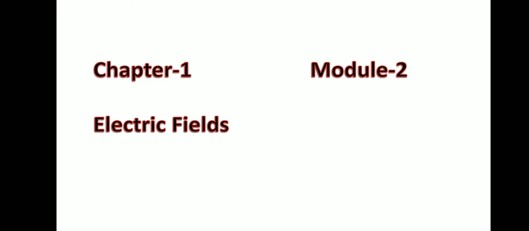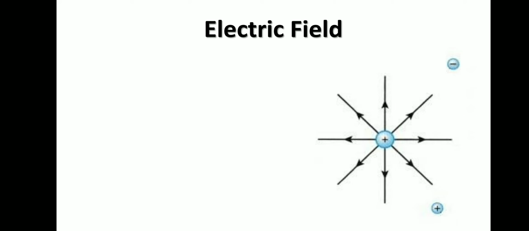So here we are again with module 2 of chapter 1, that is electric fields. So what are electric fields? We will discuss here. Let us consider a positive charge, around which there is a region we can see here.